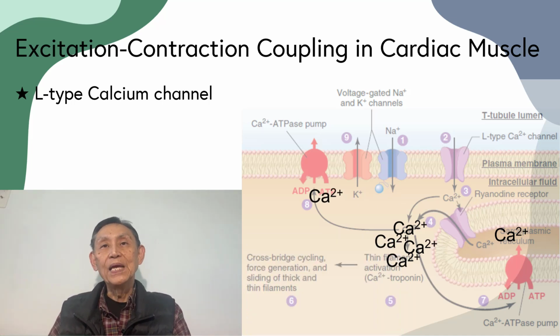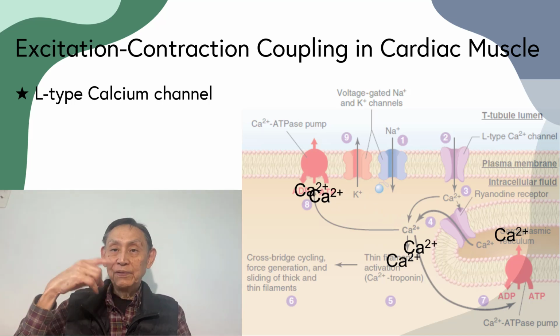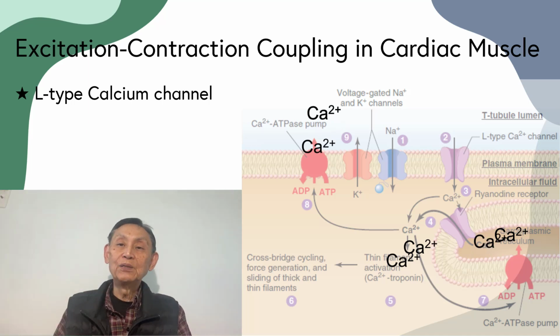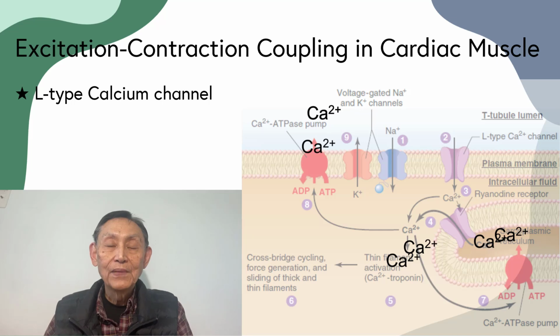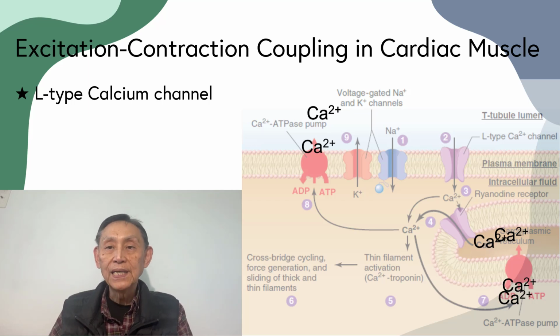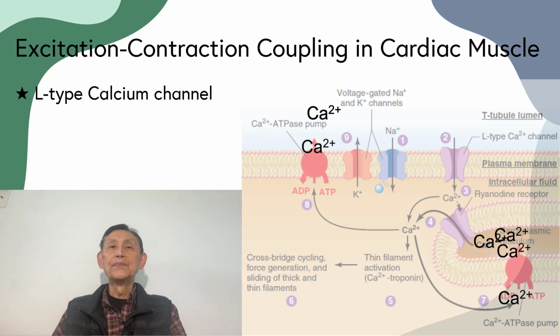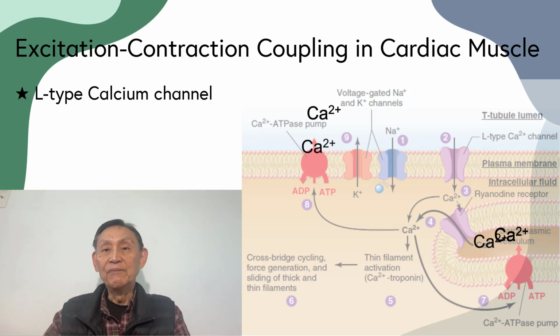And then calcium ATPase pumps will remove calcium from the cell. One pump will return calcium back to the extracellular compartment, and the other calcium ATPase on the sarcoplasmic reticulum membrane will return calcium to the sarcoplasmic reticulum. And then the membrane is repolarized at the end of the action potential.